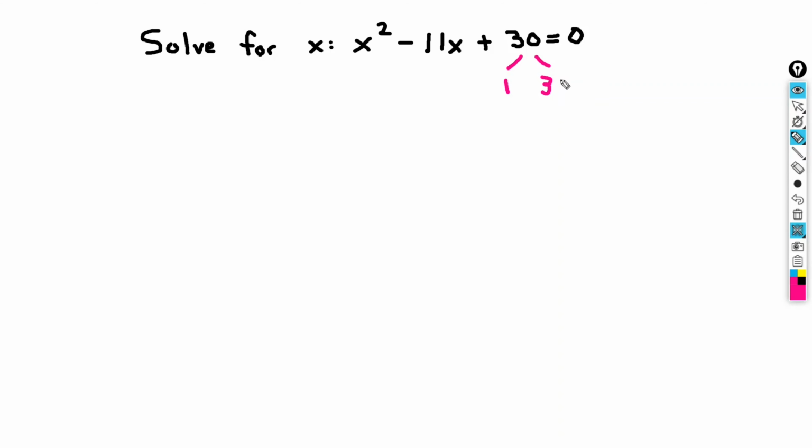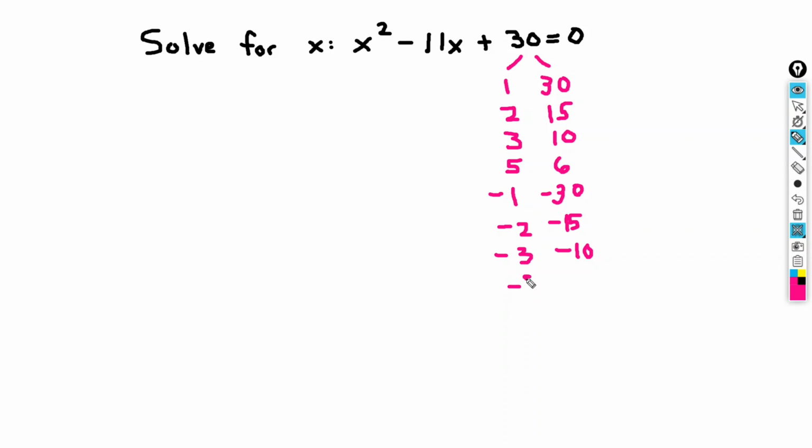So those are 1 and 30, 2 and 15, 3 and 10, and 5 and 6. Those are the positive factors. We could also multiply negatives times negatives. So -1 times -30, -2 times -15, -3 times -10, and -5 times -6. Now I want my pair of factors to add to -11. So I want them to add to -11, the value in front of x, the coefficient here.